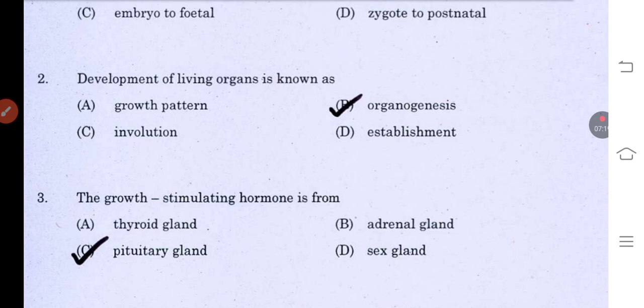Development of living organs is known as. Okay, they have given 4 options. One is growth pattern, second one is organogenesis, third one involution, fourth one establishment.